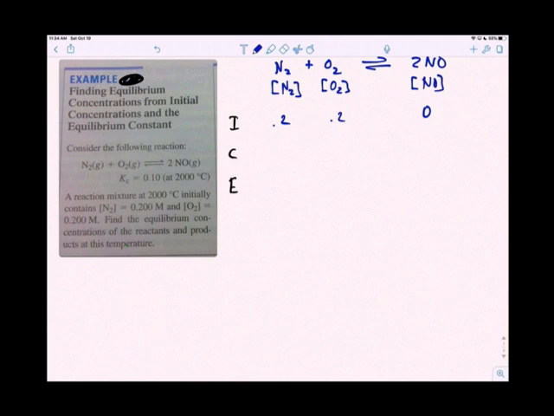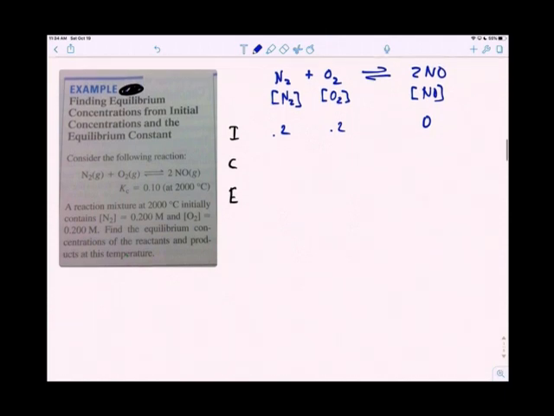So, well, let's talk about the Q. In terms of the Q, we have no products, so our Q is 0, which means that we shift right. If you have a 0 on the product side, you will always go towards the products. If you have a 0 on the reactant side, you'll always go towards the reactants. If you have zeros on both sides of the equation, then the reaction is not going to happen. So keep that in mind.